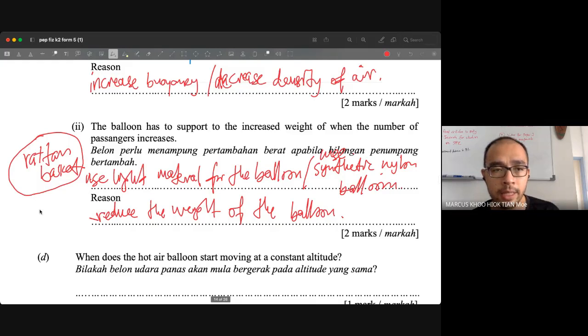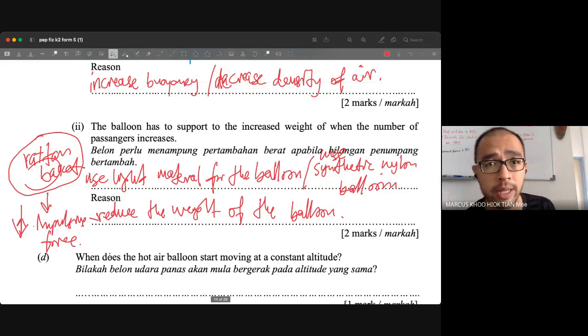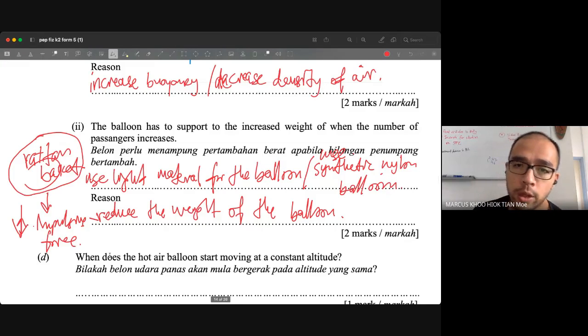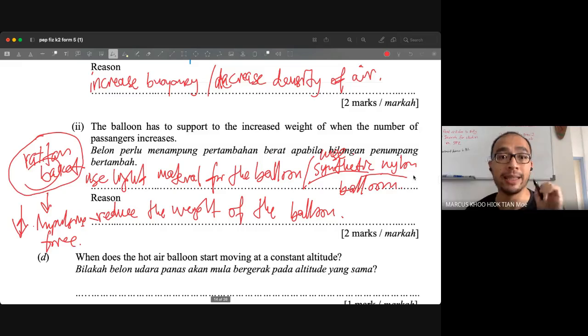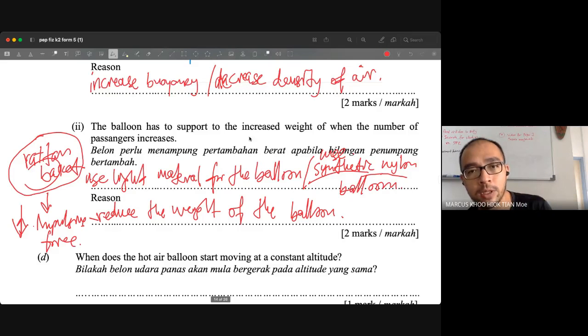Actually, the rattan basket is to decrease the impulsive force. Dan itu fungsi rattan basket. Rattan basket is not actually very light atau berat itu sebenarnya. Reduce the weight of the balloon. When you reduce the weight of the balloon by changing the material, synthetic nylon is strong but it is light. So that helps you to increase the number of passengers.